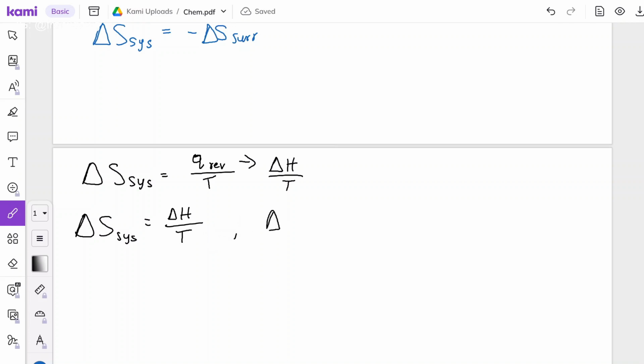And since the system is equal to this, that means the surrounding is equal to the negative of this change in enthalpy over the temperature. Now that you have a broad understanding of the concepts, I'm going to try to show and do a practice problem.